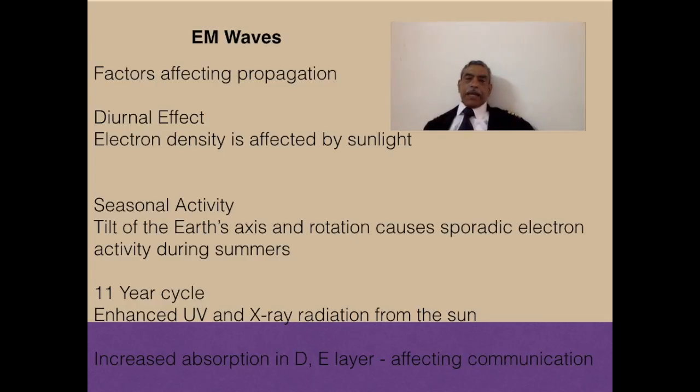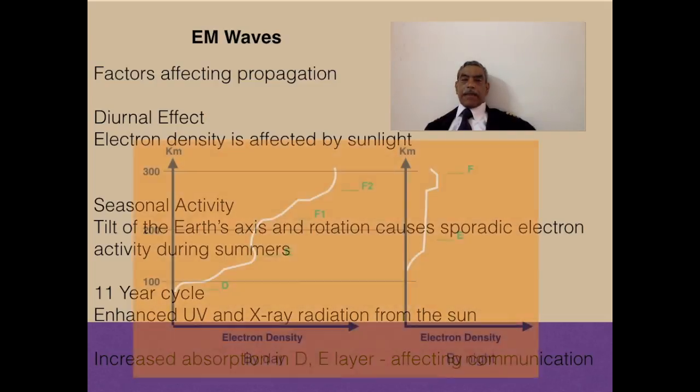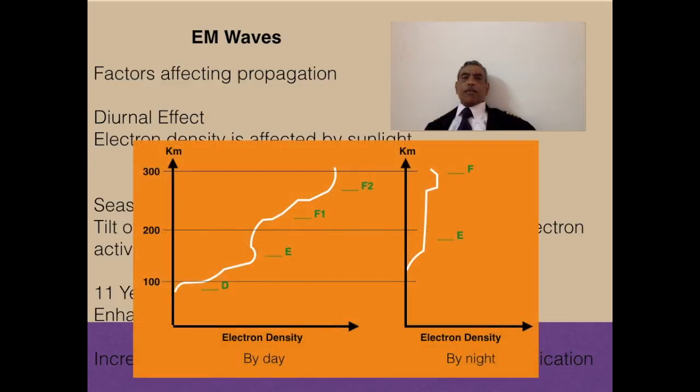Seasonal activity: the tilt of the Earth's axis and rotation causes sporadic electron activity during summers. And also, there is something called the 11-year cycle, where there is enhanced ultraviolet and X-ray radiation from the sun. So there is increased absorption in the D and E layers, affecting communication. Now, here I've tried to show two graphs of the electron density by day and night, just to give you an idea how much it varies between day and night.